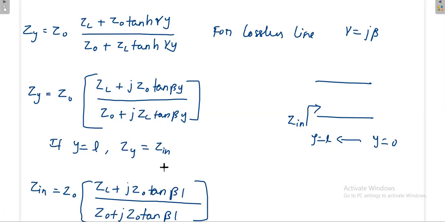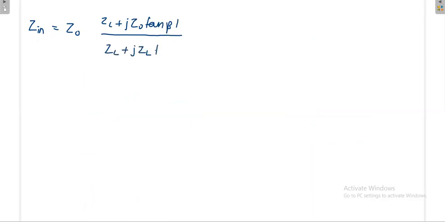Now for a lossless line, this is the input impedance, because already you have applied the lossless condition, and now you have replaced y with L. At y equal to L, this is the input impedance. Input impedance z in is equal to z naught, zl plus j z naught tan beta L, divided by z naught plus j zl tan beta L.